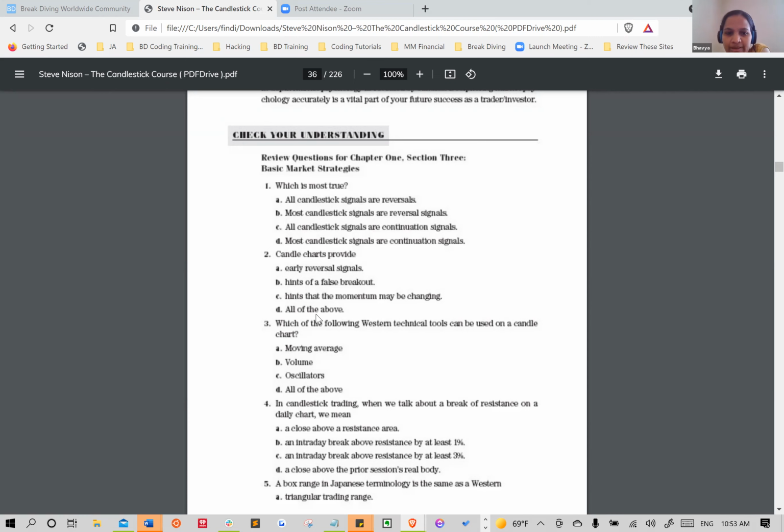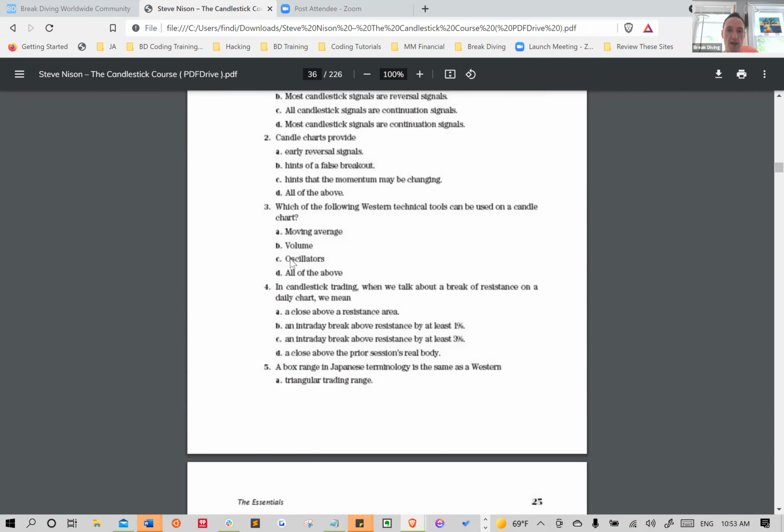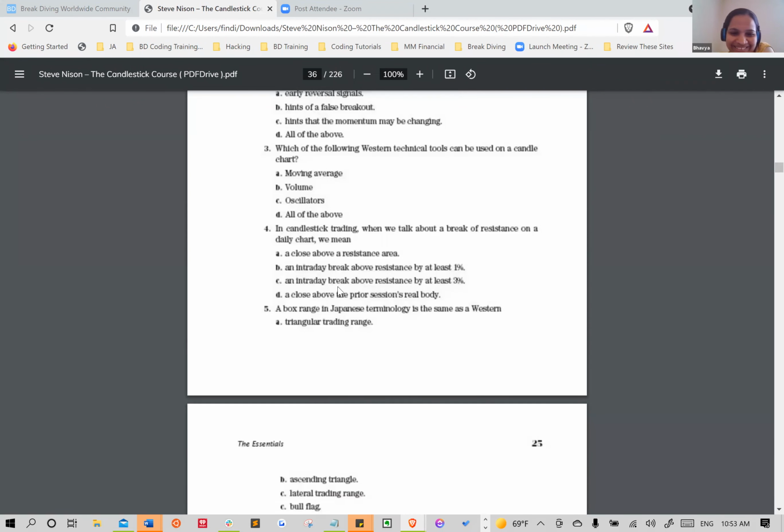Okay, yeah, then all of the above. Got it. I think D. I don't know. We'll see. Which of the following tools can be used on a candle chart? So a moving average could be, definitely. Volume, yes. I don't know what an oscillator is, but if it's A and B, then it's got to be D. Yes, that's smart.